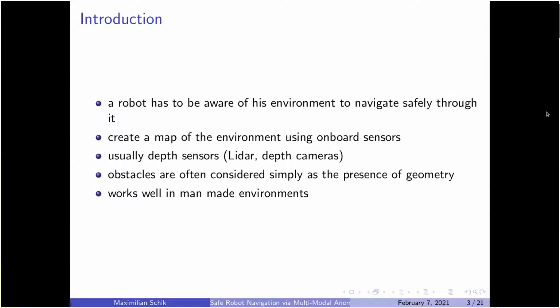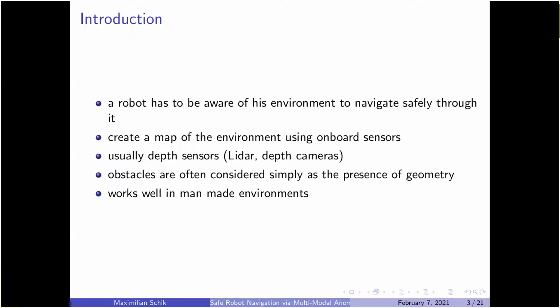First, to have an autonomous robot, the robot has to be aware of its environment to navigate safely through it. So mostly it does this by creating a map of the environment using its onboard sensors. Those are most of the time LiDAR sensors, which are pretty popular with self-driving cars, and depth cameras. Fun fact, Tesla uses depth cameras over LiDARs.